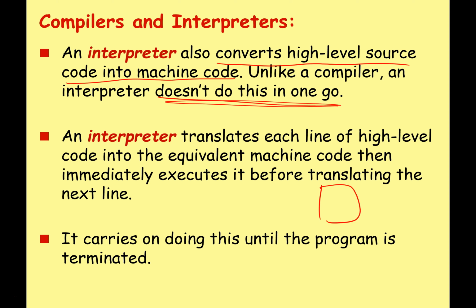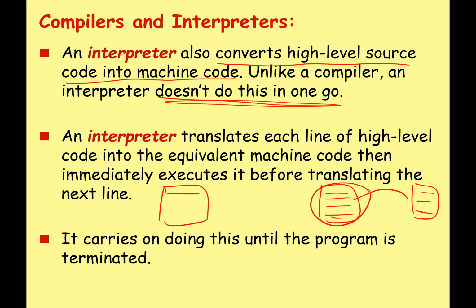So with a compiler, it looks at your whole program and then compiles it all into the executable machine code. With the interpreter, it looks at one line, converts it, reads the next line, converts it, and so on and so forth. And it's reading each line by line after it's been converted.